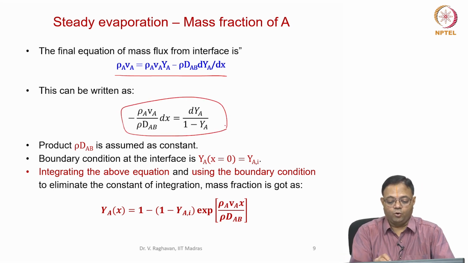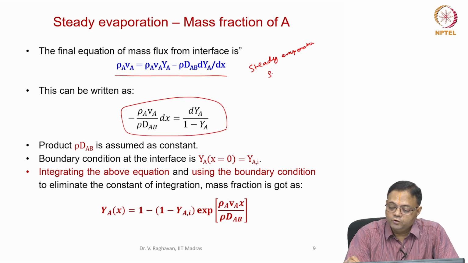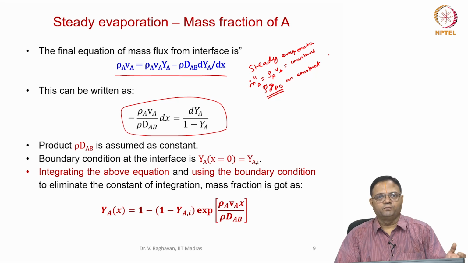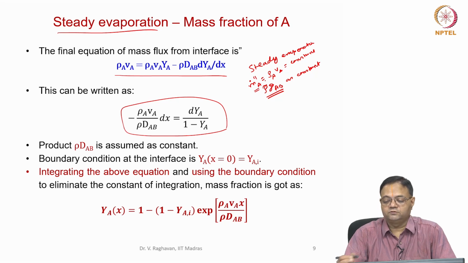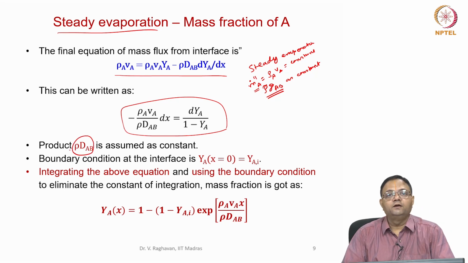variables like this. See, steady evaporation. That means the mass flux of A, that is rho A V A, is constant. Similarly, I also assume the product of rho D A B as constant, because in theoretical analysis, some simplification we have to make. So, first one is steady evaporation, that means the mass flux is constant, steadily it evaporates at the same mass flux. Second one is, to simplify the process, I take the product of rho into D A B as constant.